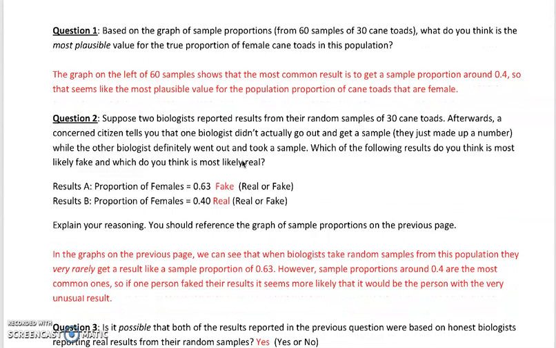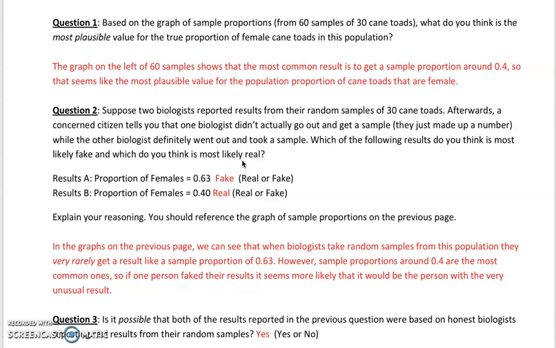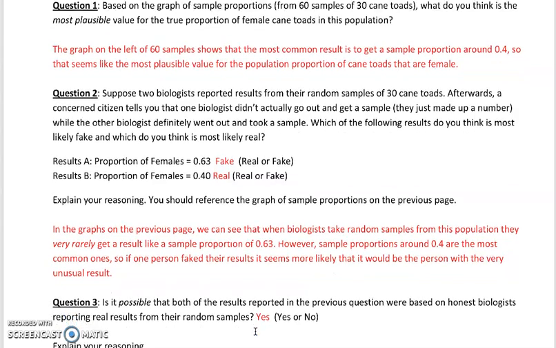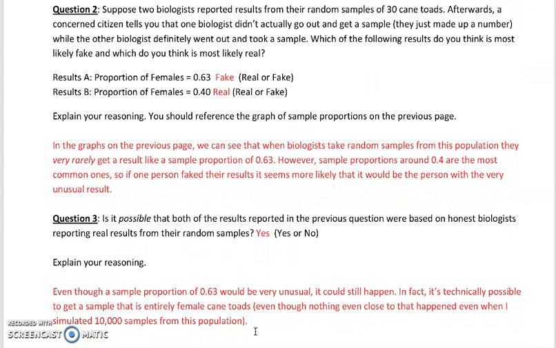All right? And we might follow that up and say, well, this person told us that one of the people faked the data, but I don't know who this person is. Maybe they're the one that's lying. So is it possible that both of these results are real? Like, both of these biologists really did go out and gather random samples? And again, you can see that I've filled in that, yes, it is possible. But you might want to stop and think for a second, why am I saying that's possible? Or what kind of results would be possible? If you think about it, I guess technically it's possible that my entire sample could be female cane toads.